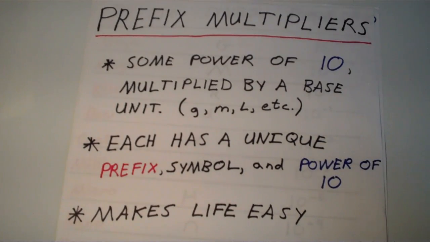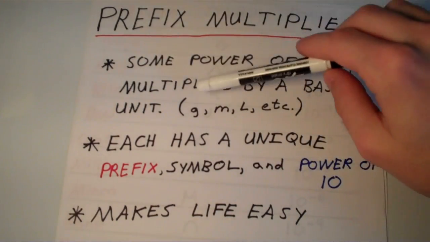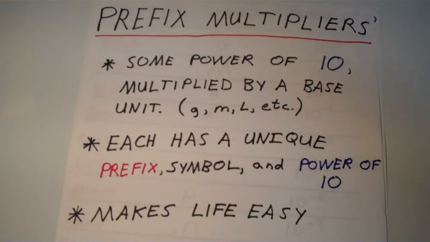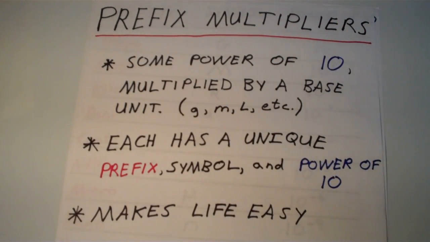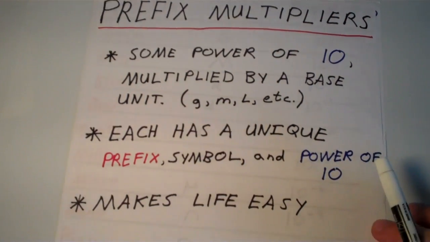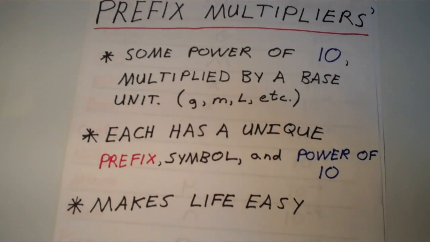Alright, so this video is going to be about prefix multipliers. And all a prefix multiplier is, is some power of 10 multiplied by a base unit. Now this base unit could be grams, it could be meters, it could be liters, whatever you happen to be measuring at the time. And each prefix multiplier has a unique prefix, symbol, and power of 10 associated with it. And lastly, prefix multipliers make life very easy.